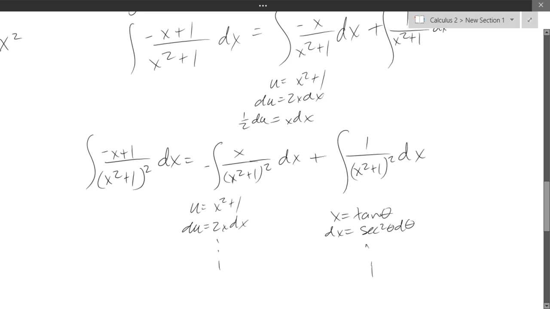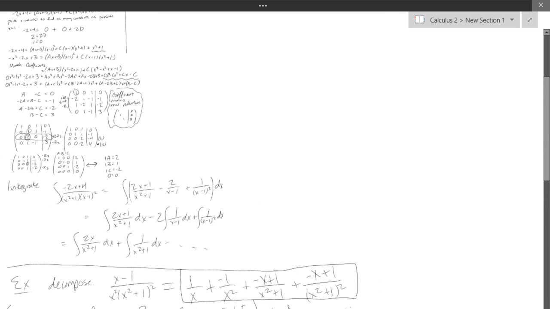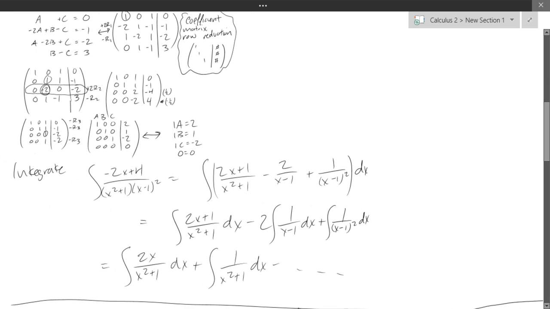So I strongly encourage you to finish these integrals right here, and the previous one we did. Make sure you can actually integrate all of the integrals that we got at the very end, because your next quiz or midterm most likely will have partial fractions on it.